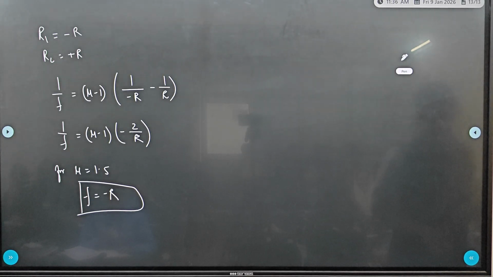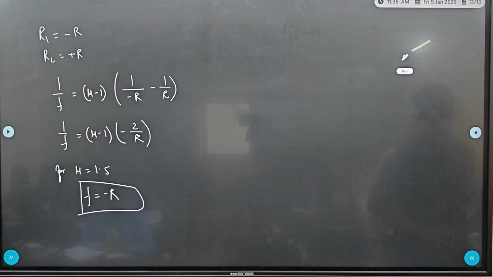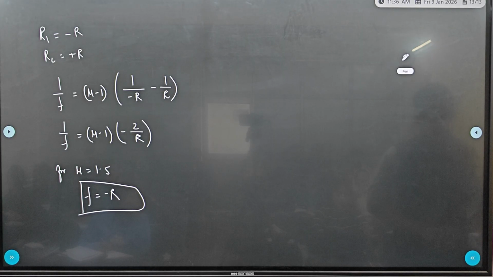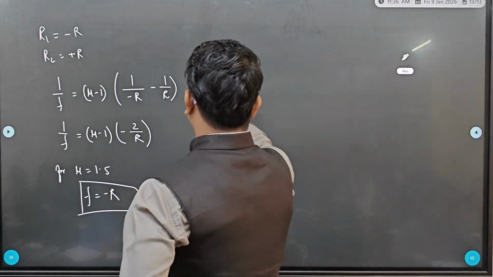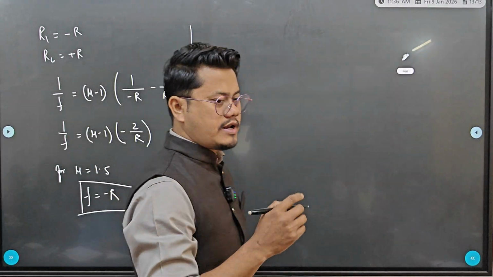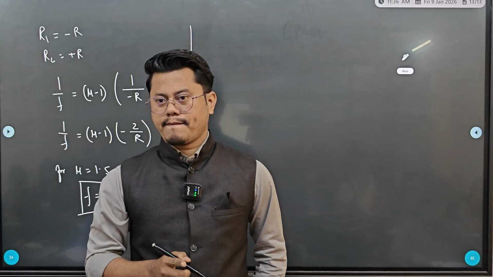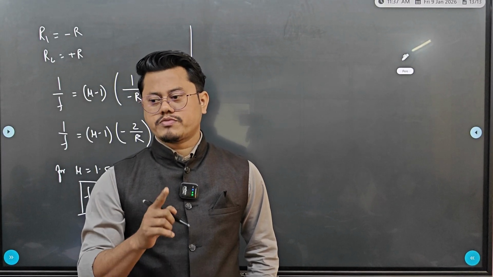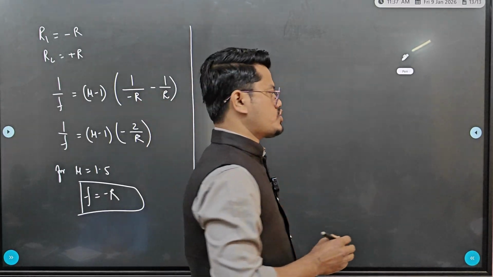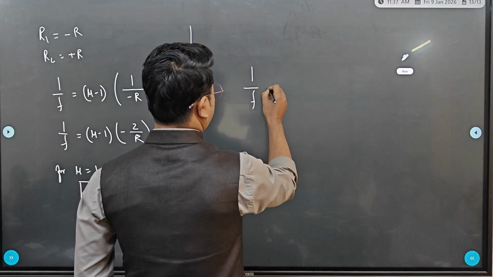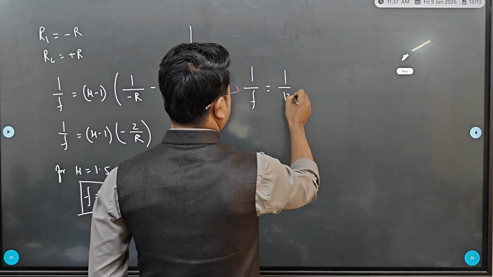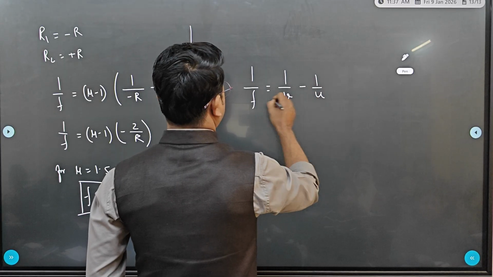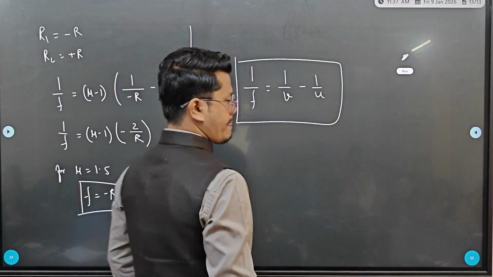Yes, miss? What is lens formula? One by V minus 1 by U. Very good. So lens formula is basically a relationship between the focal length of a lens, image distance and object distance. Are you getting it? You only need to understand the formula. Derivation is not important. 1 by F equals 1 by V minus 1 by U. This is the lens formula. Please note it down.